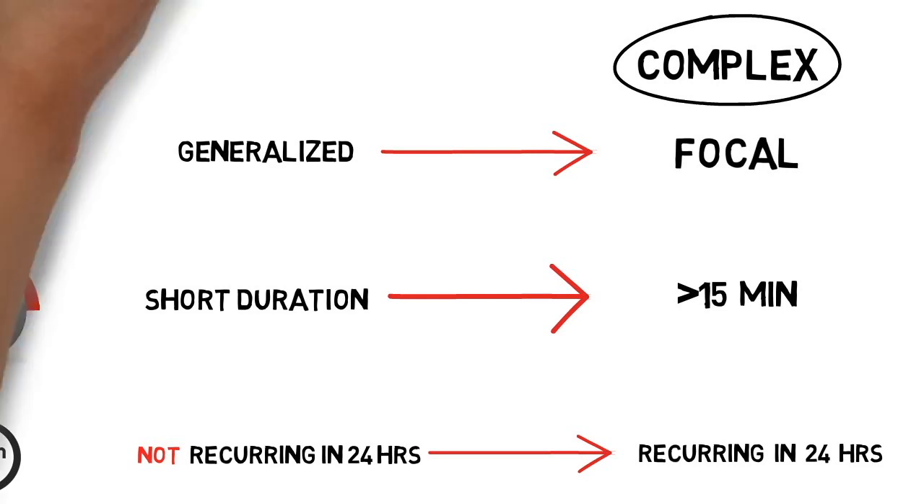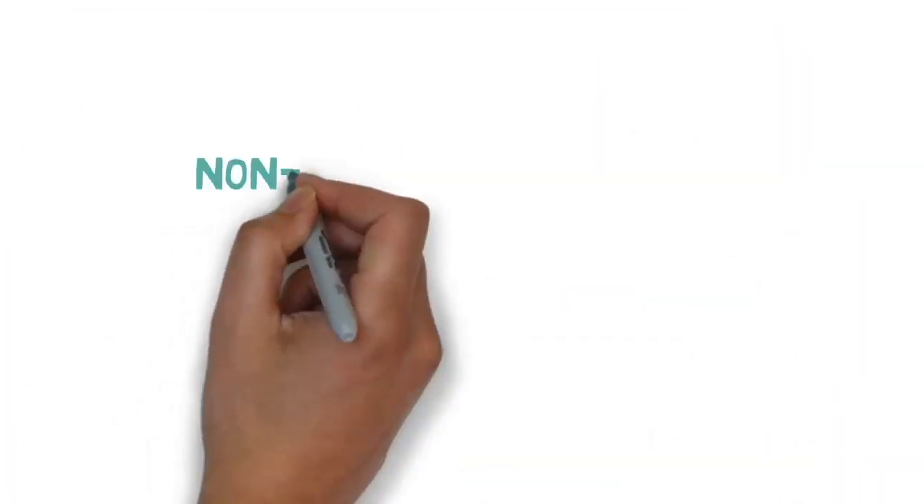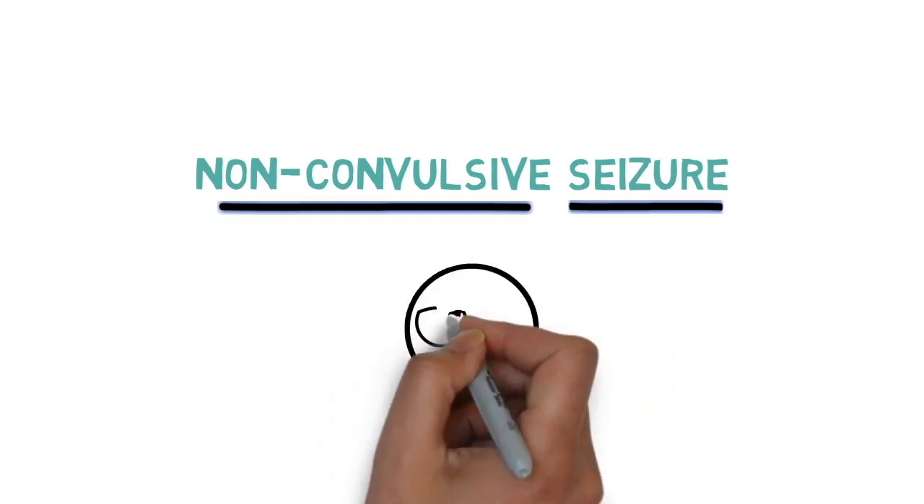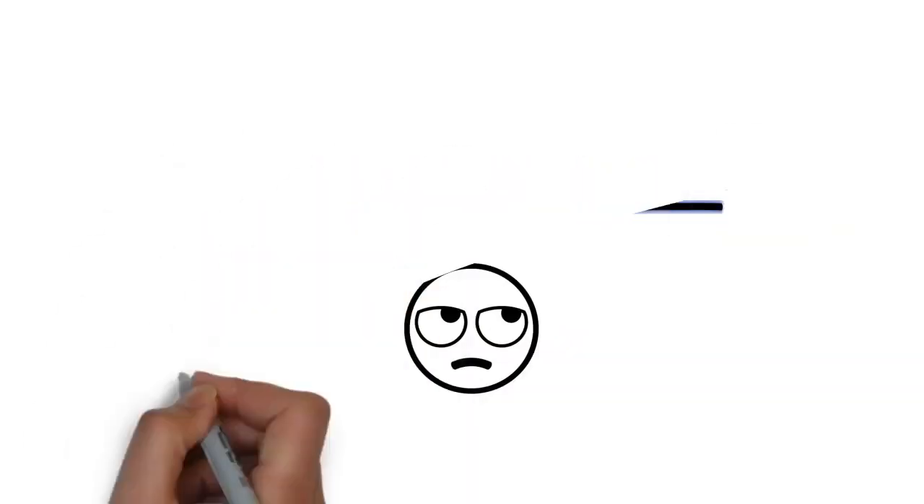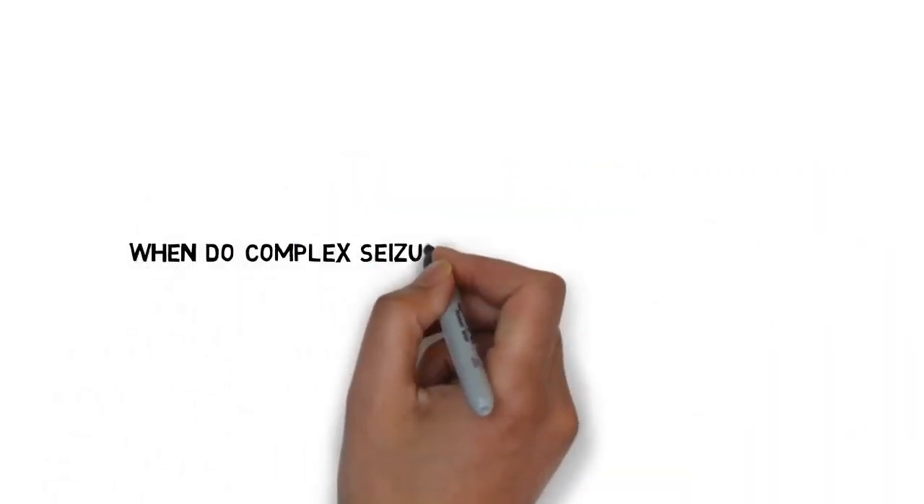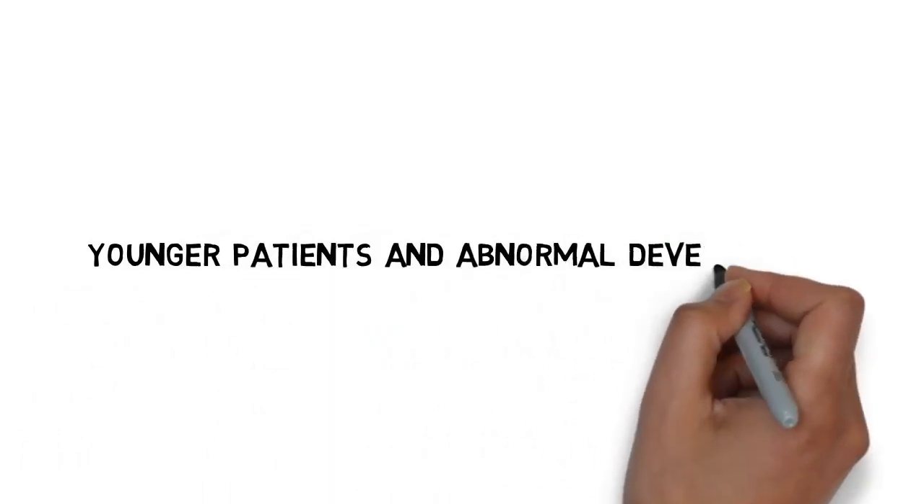Before we continue, I want to tell you a very important thing. It can happen that the patient has a non-convulsive seizure, meaning that the patient is seizing but is not shaking. A patient with closed eyes and a deep breath most likely is in a post-ictal state. A child with persistently open and deviated eyes may still be seizing, even if convulsive motor activity has stopped. Now, another important fact. When do complex seizures most commonly present? In younger patients and in those with abnormal development.